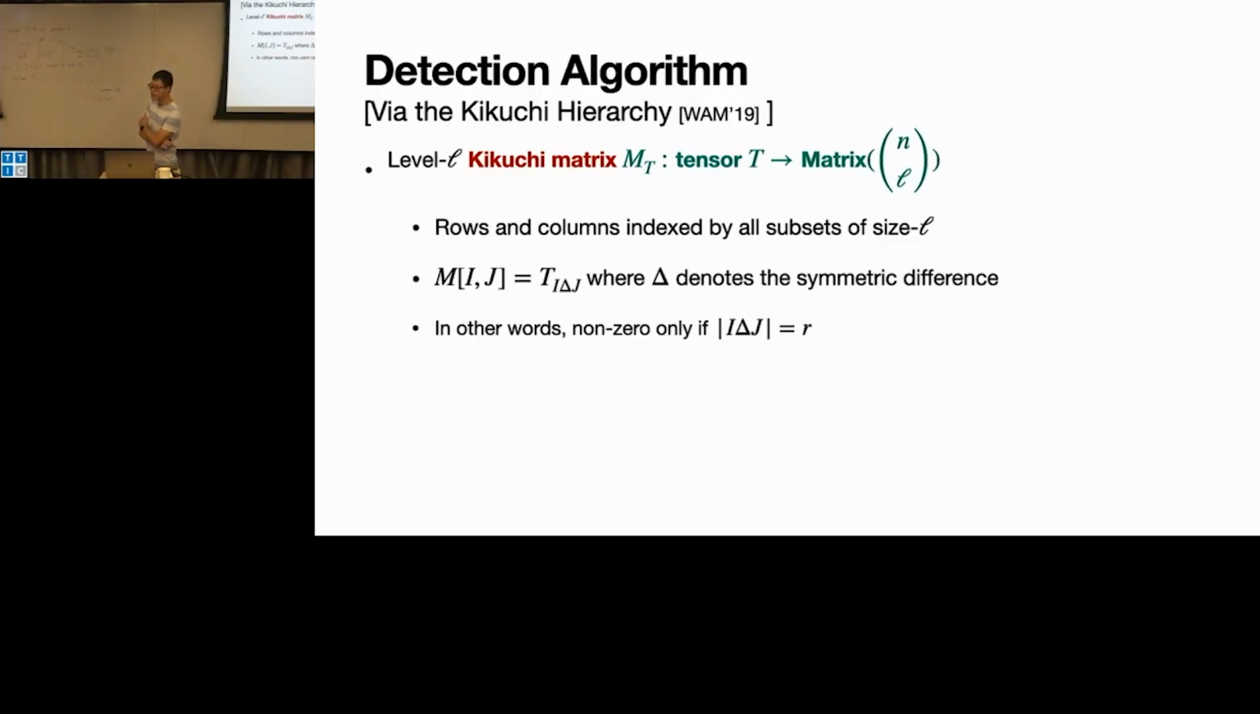I have Matthew's question again. Are these sets or multi-sets? Let's look at it as sets now. So you are looking only at those coefficients that don't repeat indices. Yeah.